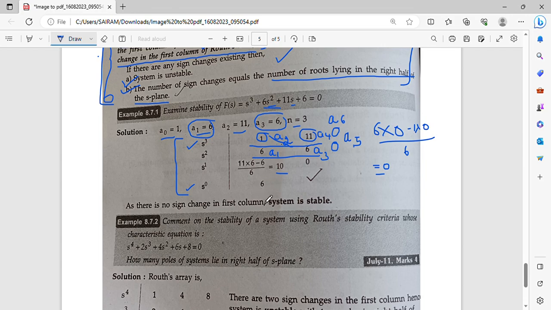So now s to the power of 0, how do you find out? s to the power of 0 is nothing but, so it is equal to, that is what I can say, 6 into 0 minus 10 into 6 whole divided by 10. Correct? So what is 6 into 6 minus 0 is 0.